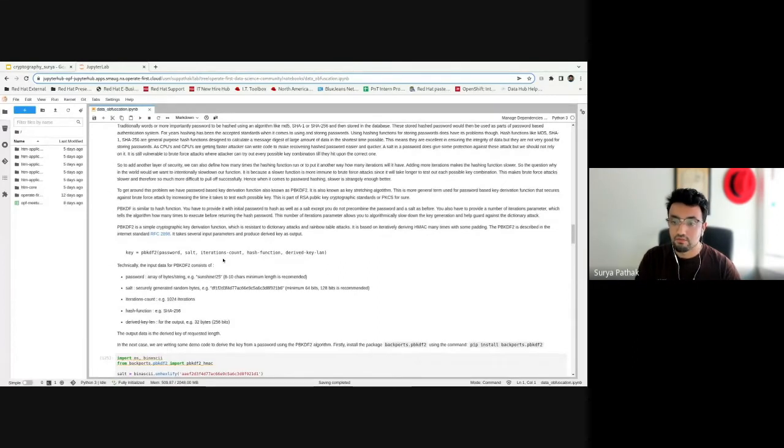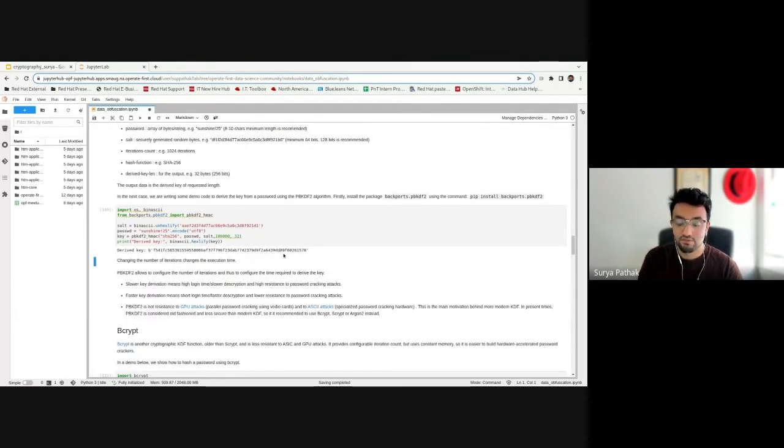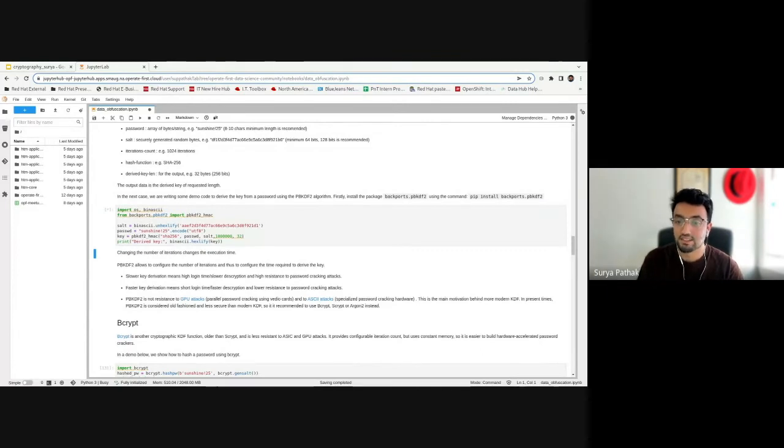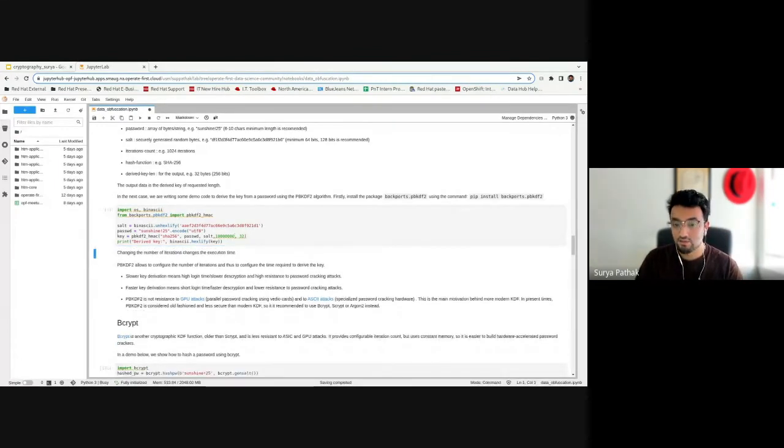Moving on and looking at how this PBKDF2 produces a hash value, we see that we have iterations of 100,000, and we have some speed of producing this hash value. Now, if we increase this 100,000 by 10, it takes some time to retrieve that hash value. If we increase it more, then it takes more amount of time.